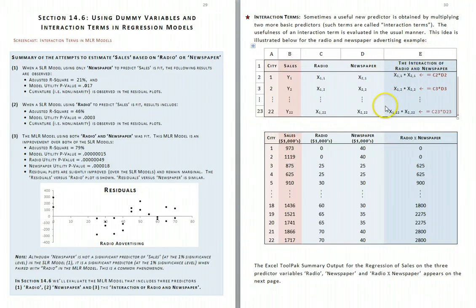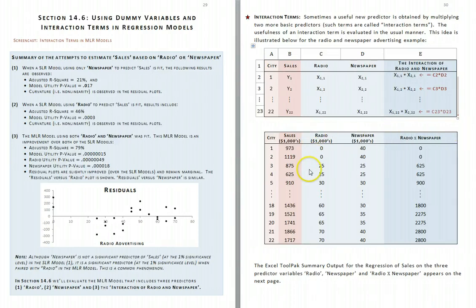Now let's obtain an interaction variable column. We do that by multiplying the amount of radio advertising expense by the amount of newspaper advertising expense in each city. We obtain a column of those products. Here are the Excel formulas that will do the job. The idea is maybe there is an interaction between this auditory variable and this visual variable that will help us do a better job in predicting sales.